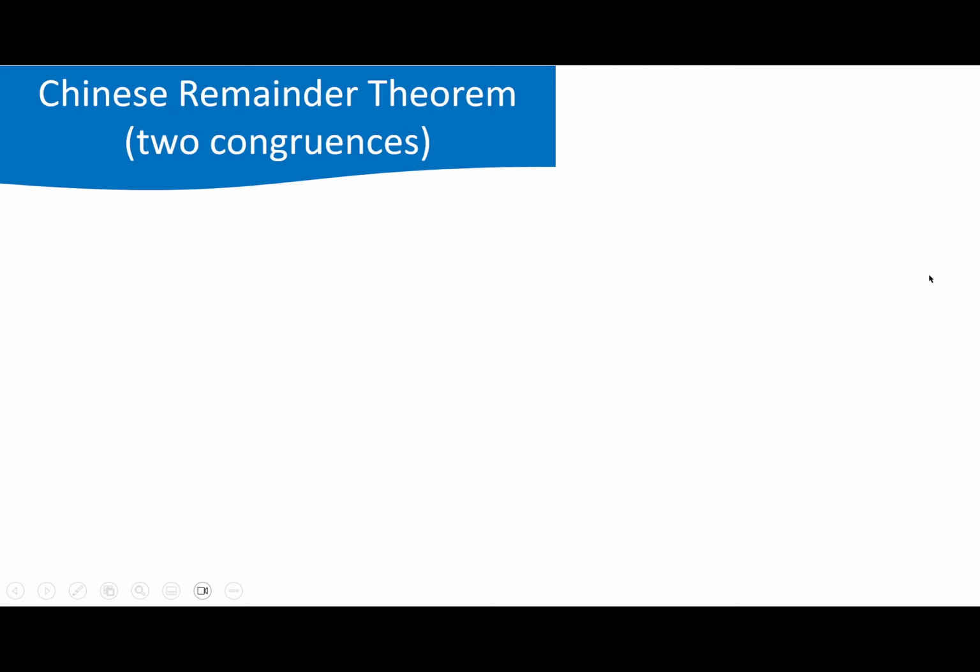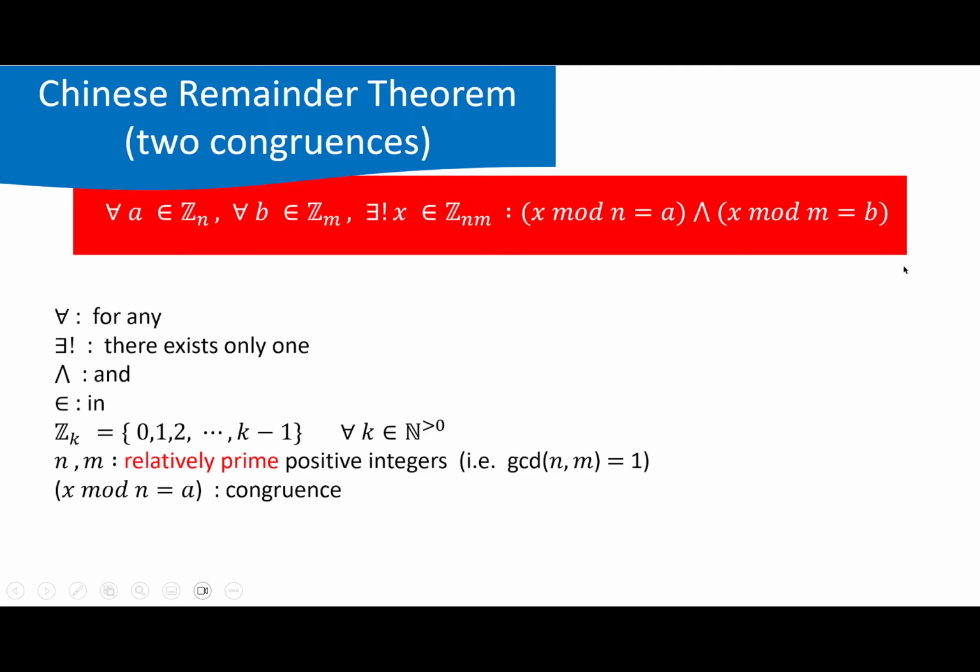Chinese remainder theorem, two congruences. Okay, here's the theorem now. For any A in Z sub n, any B in Z sub m, there is only one x in Z sub nm, such that x mod n is A and x mod m is B. Here is the explanation of these symbols I use. This means for any. This means there exists only one.